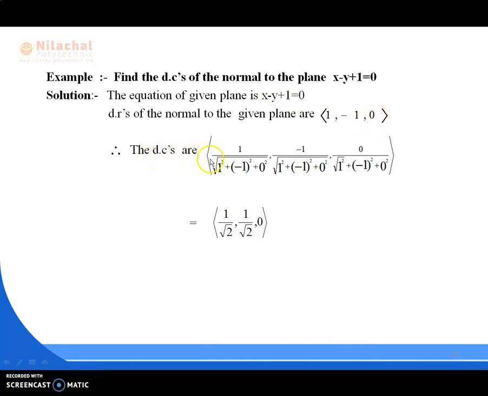We know that if the direction ratios are given, the direction cosines are found as l equals a by root over a square plus b square plus c square, m equals b by root over a square plus b square plus c square, n equals c by root over a square plus b square plus c square. Here a is 1, b is minus 1 and c is 0. Putting in the formula, we get 1 by root 2, minus 1 by root 2, 0. So the direction cosines of the normal to the plane are l is 1 by root 2, m is minus 1 by root 2 and n is 0.